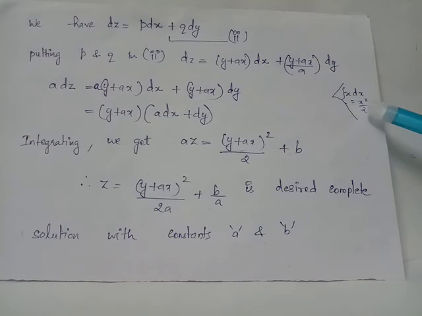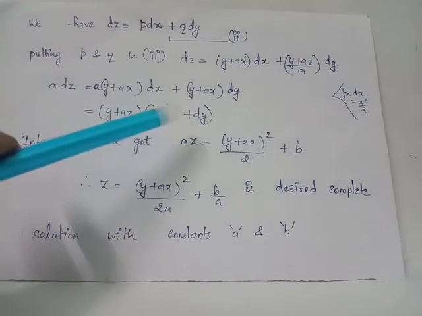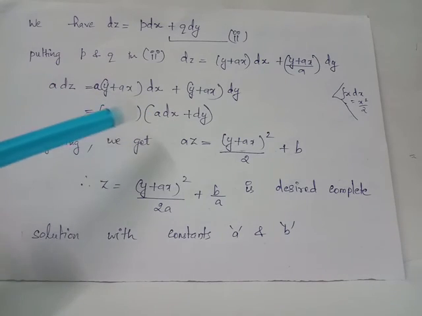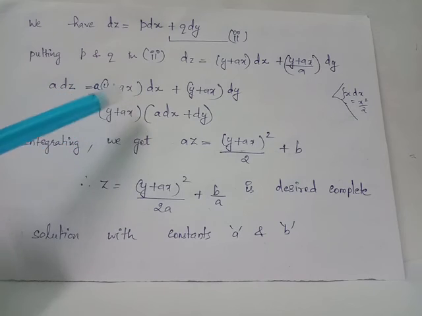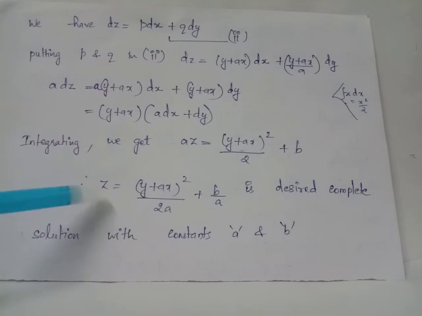dx equals x square by 2 plus constant of integration, here we have an expression along with its derivative when integrated can be written as this expression the whole square by 2 plus constant of integration. That's how we obtain az equals y plus ax the whole square upon 2 plus b, which is the constant of integration. Now we have z equals y plus ax square by 2a plus b by a when we divide both LHS and RHS using a. So we have obtained the complete solution which is defined in terms of constants a and b.